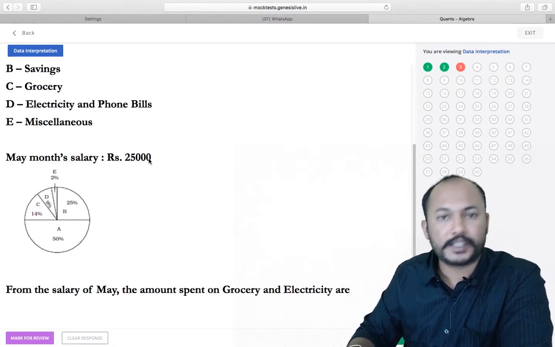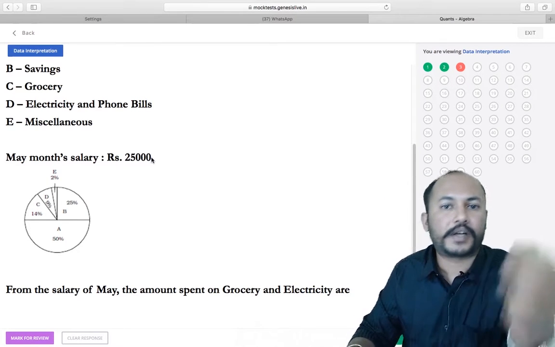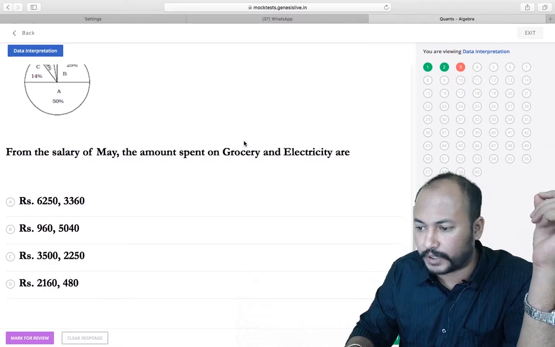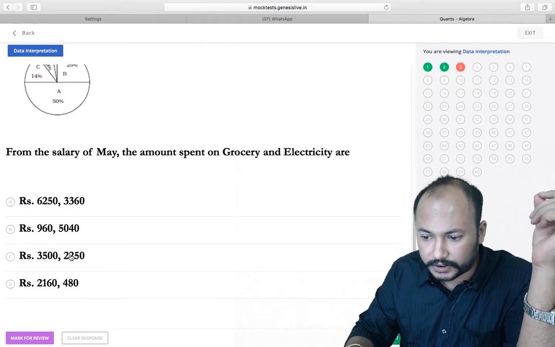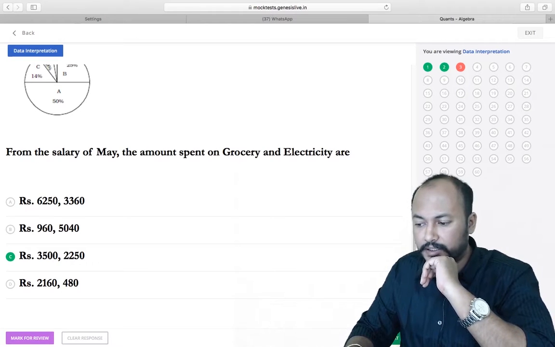So how do I calculate 9% here? 10% of 25,000 is 2,500. 9% is 2,500 minus 250, which is 2,250. So 2,250 has to be the second option, which is, second value, which is this. Done. Answer is this. Great.